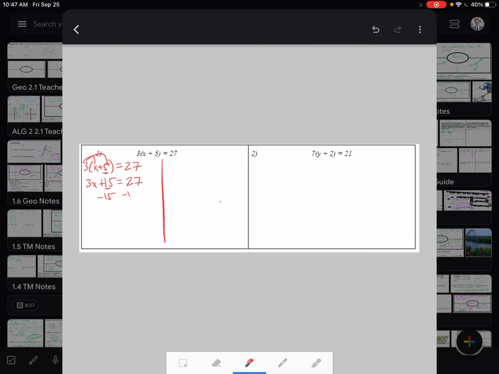And then next we're just going to go through and solve like we normally would for an equation. So 3x equals 12. Divide both sides by 3, x equals 4. So that's one option for solving.